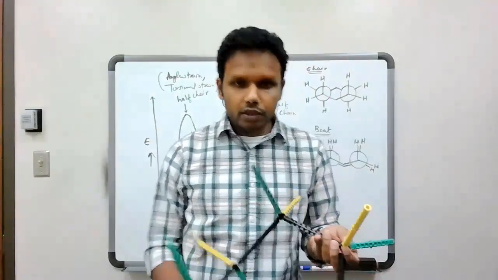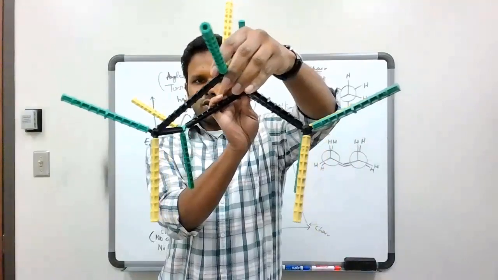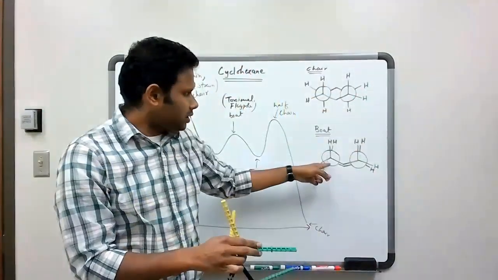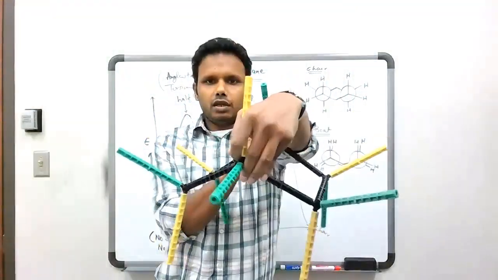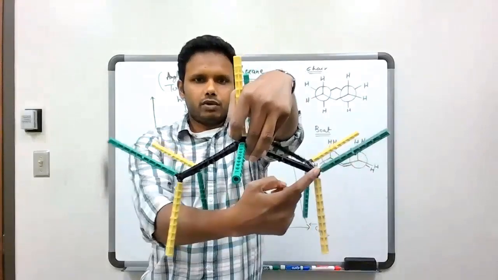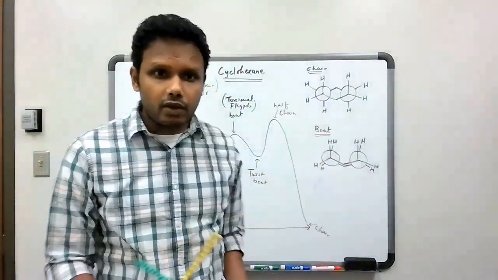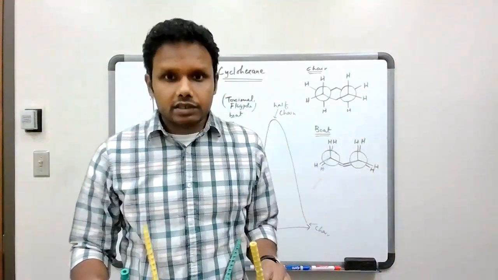Sorry, when I'm not holding it properly, it doesn't look eclipsed, but there is perfect eclipsing in the case of a boat. Notice that. This is what we're looking at. And if you just invert this, that is what this Newman projection would be, looking along two bonds, that bond and that bond. Okay, so that is the chair conformation, the most stable conformation for cyclohexane.